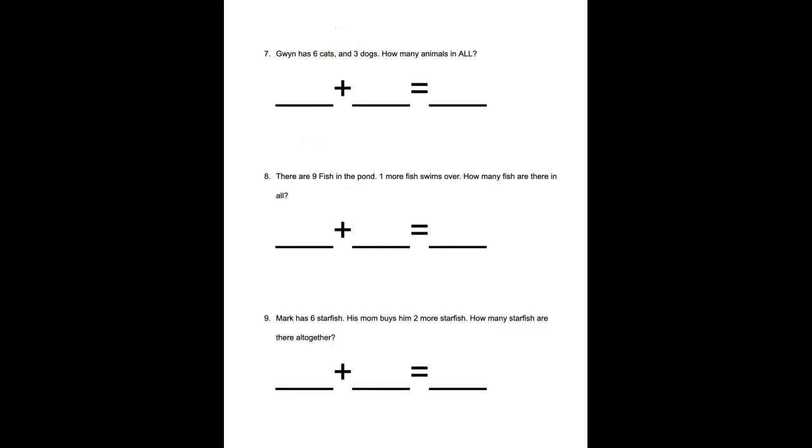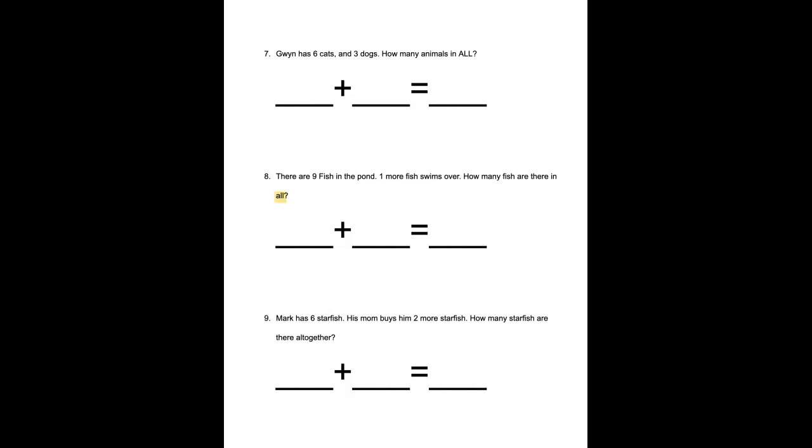All right, class, the next question that we're going to be doing together is question number 8. So let's read it together. There are 9 fish in the pond. 1 more fish swims over. How many fish are there in all?